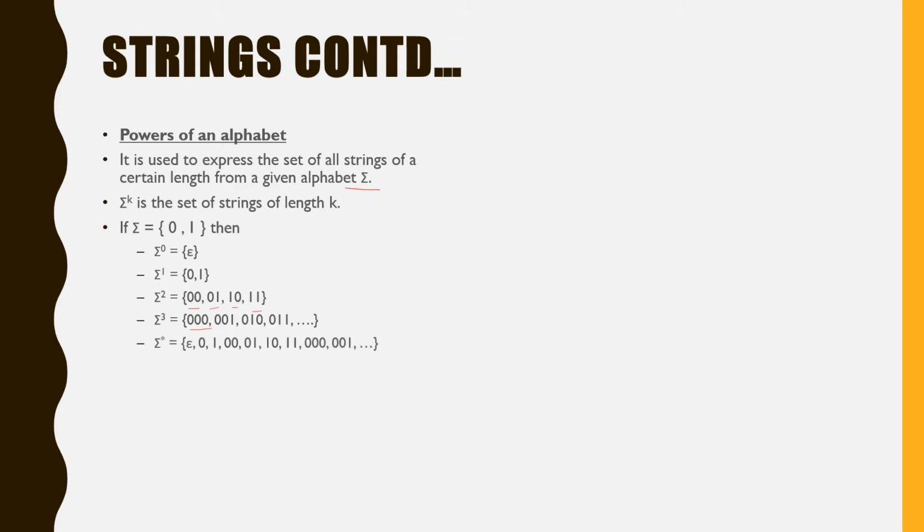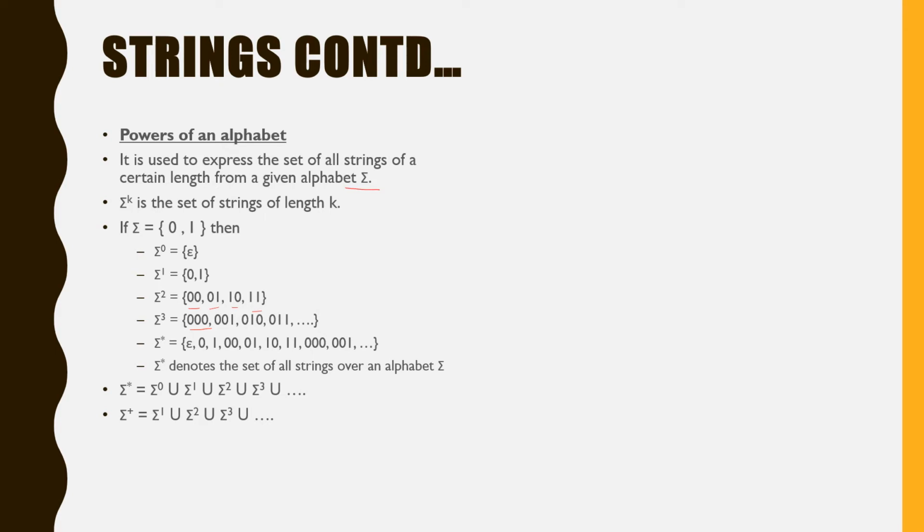Similarly, we have sigma power star, which means the union of sigma power 0, union sigma power 1, union sigma power 2, union sigma power 3 and so on. So it includes the strings epsilon, 0, 1, 00, 01 and so on, and it can have strings of any length. Sigma power star is equal to sigma power 0 union sigma power 1 union and so on.